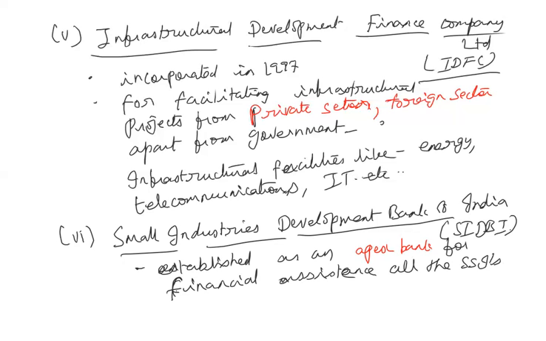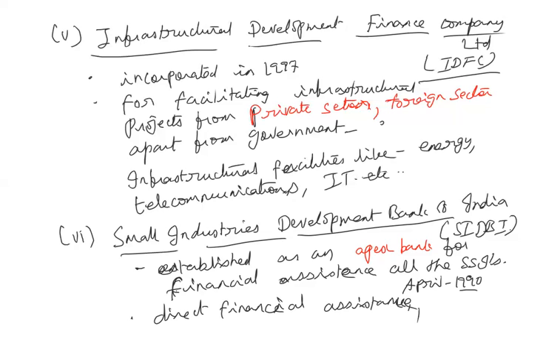So originally IDBI had a separate department to lend loans to the small scale industries. And in April 1990, that department was delinked from IDBI and became the Small Industries Development Bank of India. So it provides direct financial assistance as well as refinancing assistance. For example, State Finance Corporations lend loans for short-term and medium-term, and also for small-scale industries. So any financial institution lending loans for the small-scale industries can get the accommodation from SIDBI. That is, it provides refinancing assistance to those institutions, by rediscounting the bills of exchange of those financial institutions.